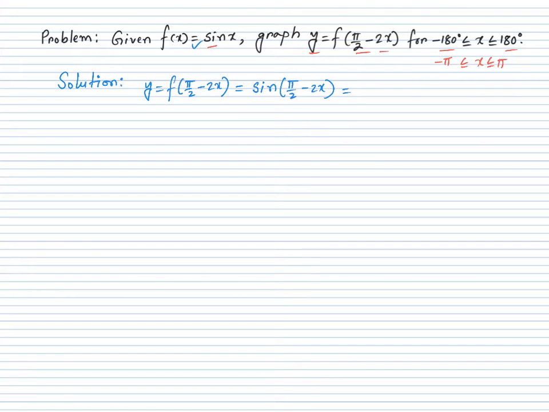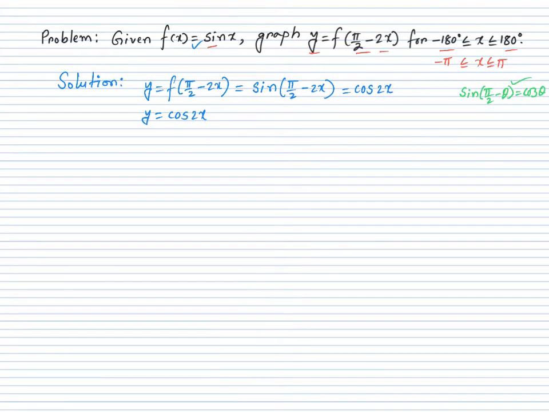Remember the trig formula: sine of pi over 2 minus theta is the same as cosine of theta. We are going to use this formula to simplify it. So it's going to give us cosine of 2x. In essence, what we are graphing here is y is equal to cosine of 2x.